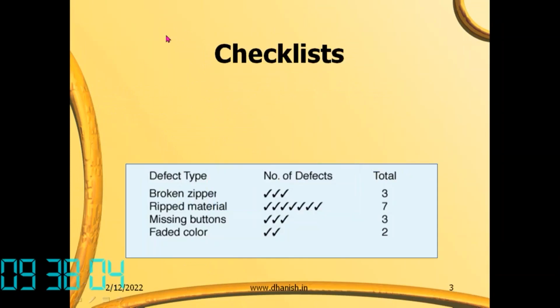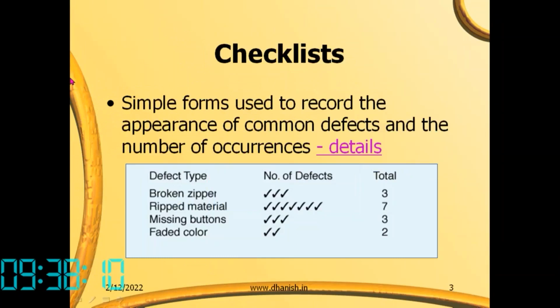Then the second tool is checklists. This is a simple tool to collect data. Simple forms. For example, in final inspection, in many cases where quality improvement methodologies are not there, there will not be any records. What is happening? Why are defects there? How many defects are there? Nothing will be known.